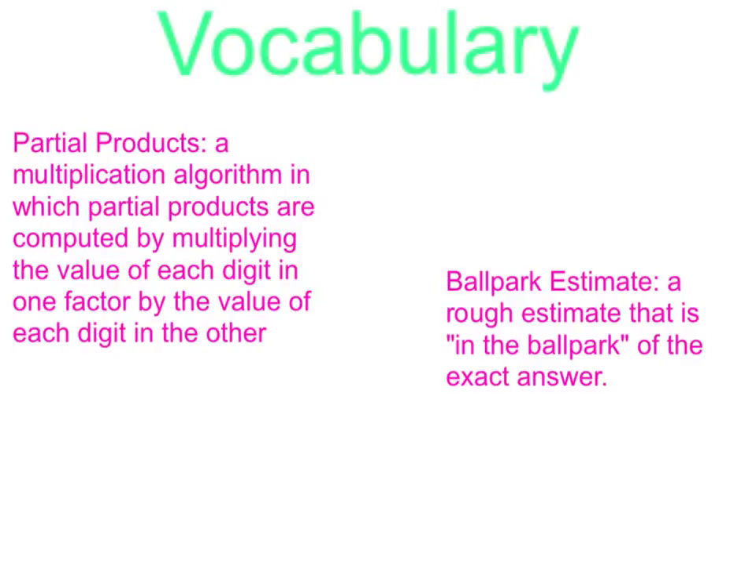Ballpark estimate. This is a rough estimate which is in the ballpark of the exact answer. A ballpark estimate can serve as a check of the reasonableness of an answer obtained through some other procedure, or it can be made when the exact value is unnecessary or is impossible to obtain.